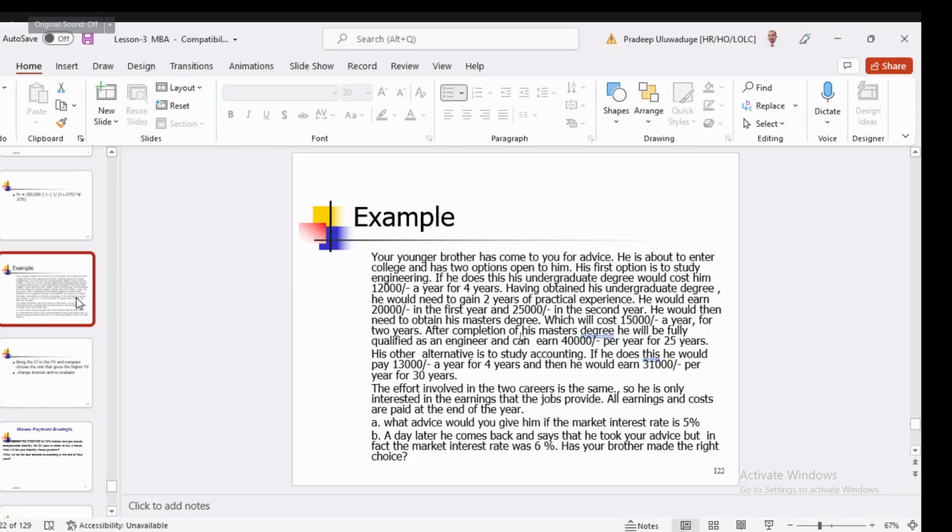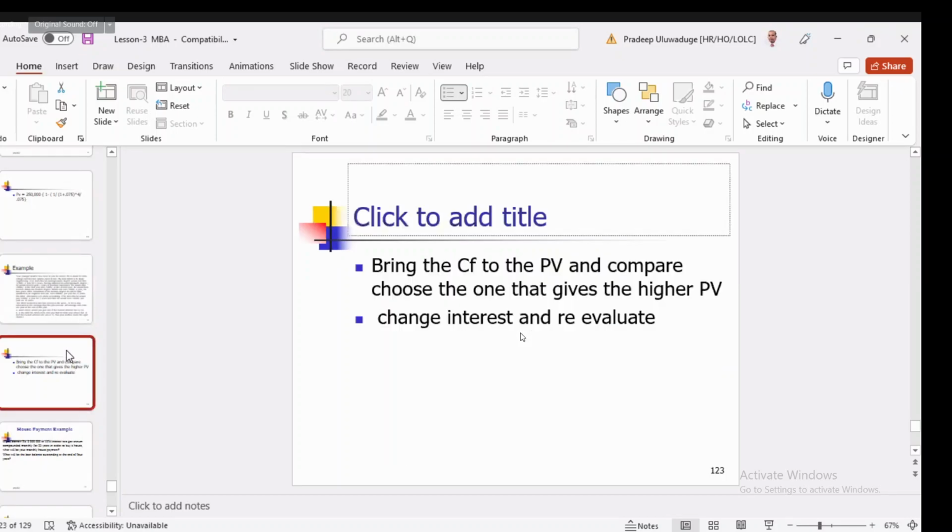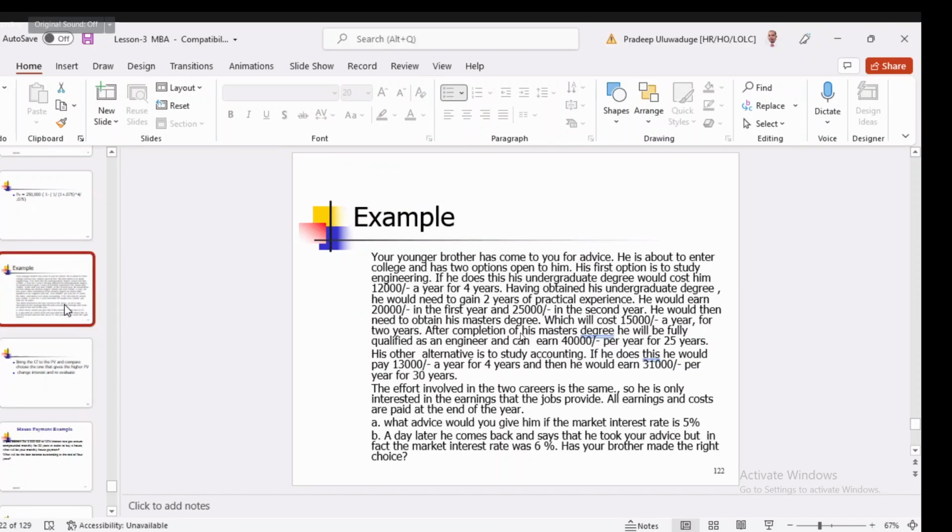So what you have to do is, for the first option, 12,000 for 4 years, you can take it as a negative cash flow, right? But you can convert it into present value. Bring cash flows to the present value and compare. Choose the one that gives the highest present value. Yes, for the second, you can change the interest rate and recalculate. So for the first option, 12,000 per year are my negative cash flows. Then in between, you have 20,000 and 25,000 as positive cash flows. So you can bring these to the present again as single cash flows.